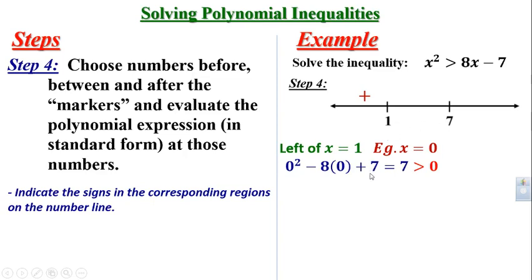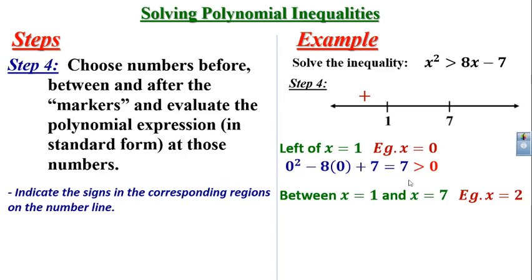Now, a number between 1 and 7 would be, for example, 2. So if I try the number 2 in this same expression, x squared minus 8x plus 7, plug in 2, we get 2 squared minus 8 times 2 plus 7. That's 4 minus 16, which is negative 12, plus 7, which is negative 5. Negative 5 is a negative number. It's less than 0. So we put negative in that region, saying any number that we use for x in that region will give us a negative result for that expression.